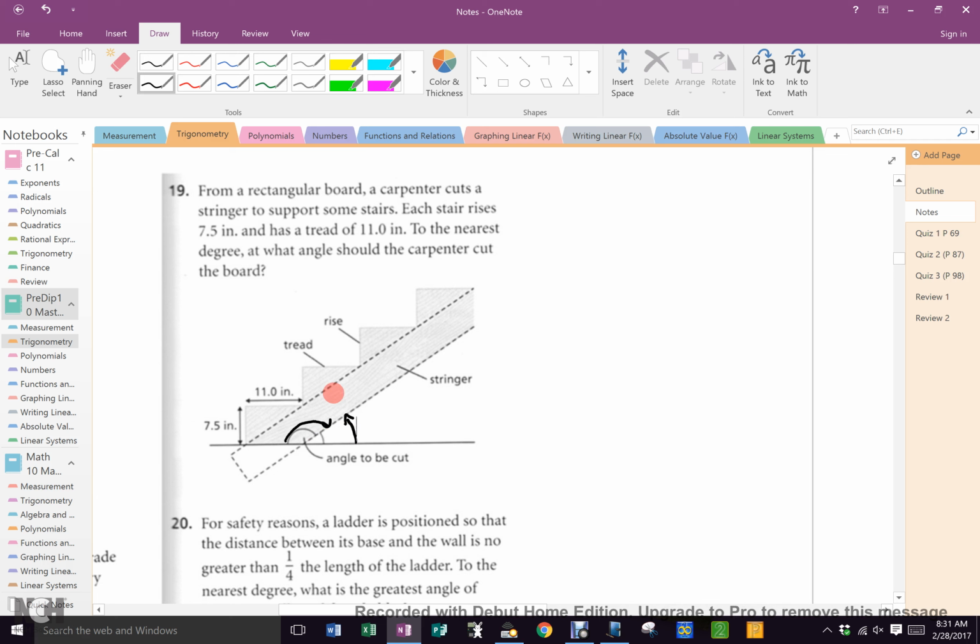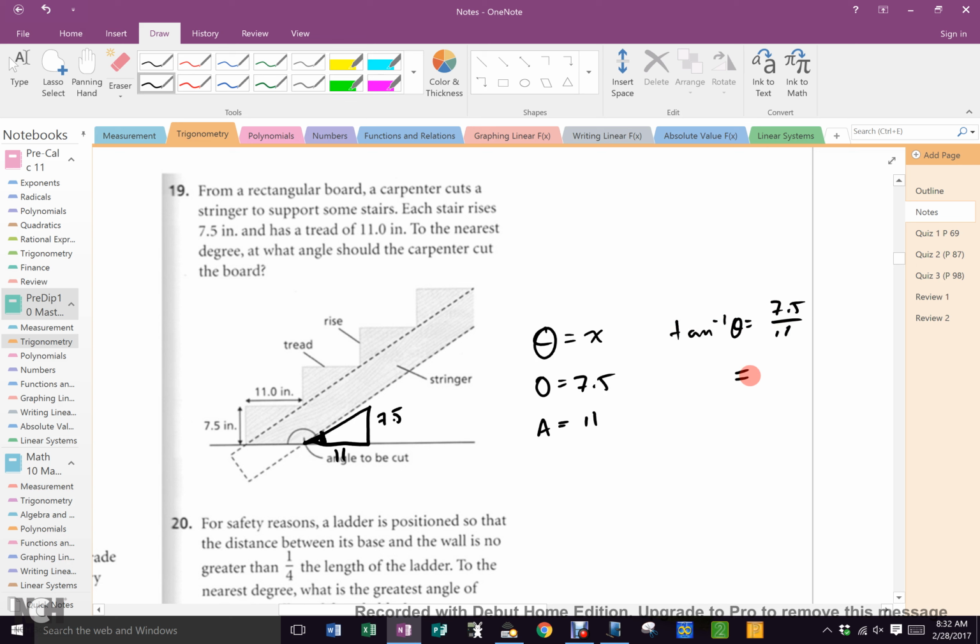And is this angle right here not 7.5 and 11? Isn't it? So, that's our theta, right? We don't know what it is. Since we don't know theta, we're going to use shift tan, aren't we? And from that theta, we have an opposite of 7.5, and we have an adjacent of 11. So it's shift tan theta equals opposite 7.5 over 11.